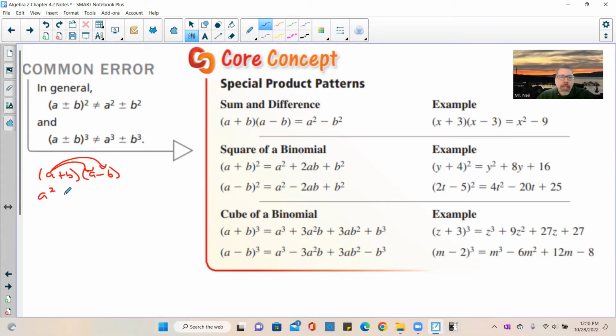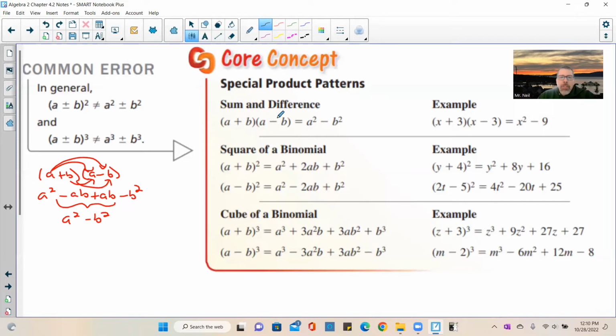We get a times negative b, which is negative ab. And then b times a, which is a positive ab. And then finally, b times negative b is negative b squared. As you can see, the middle term is negative ab plus ab, and they cancel, leaving us with a squared minus b squared. This is called the difference of squares.